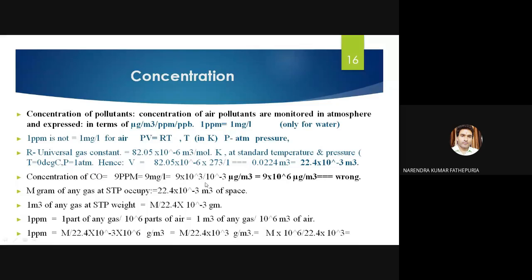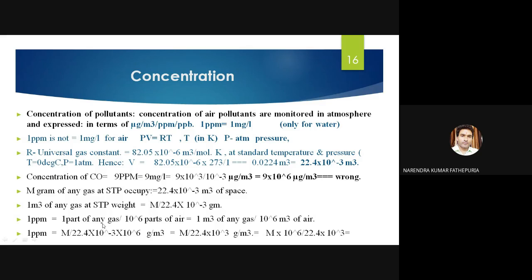For the gases case, we have to go for a different theory, because the liquid case is fine. Generally, if you are getting 9 ppm, you will be directly converting to microgram per cubic meter, but it is not right. So here, for measuring the gases concentration, m gram of any gas at STP, standard temperature and pressure, occupies 22.4 into 10 to the power minus 3 cubic meter of space, as we have calculated, right? Now 1 cubic meter of any gas at STP weighs, you have to calculate, m gram that you have taken, divided by 22.4 into 10 to the power minus 3 gram.